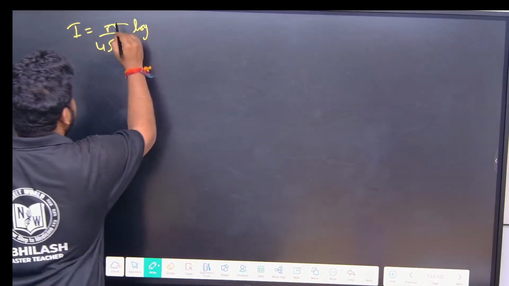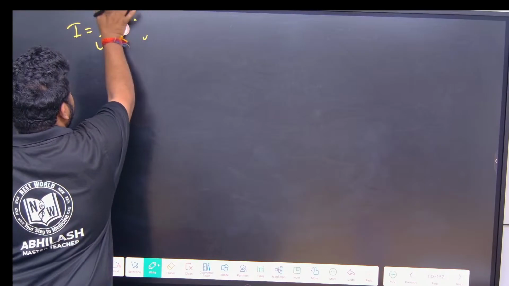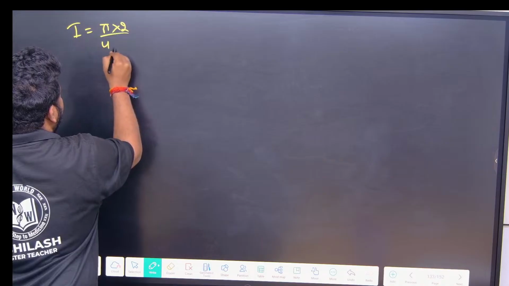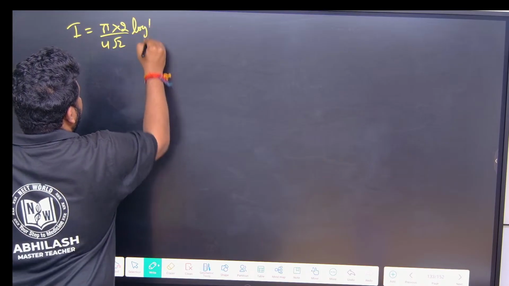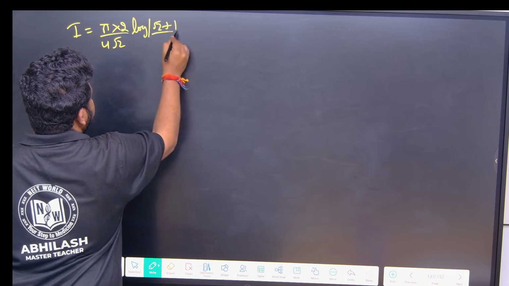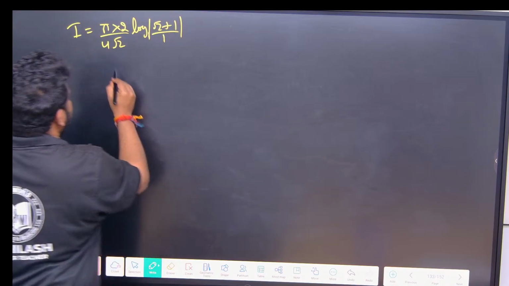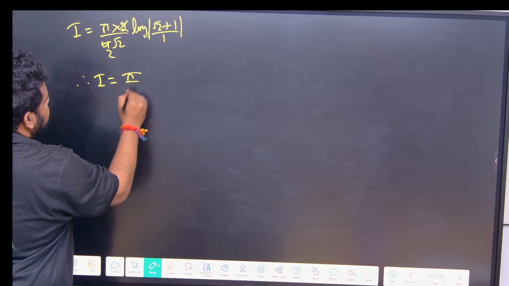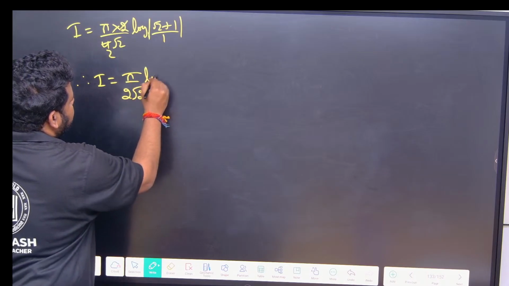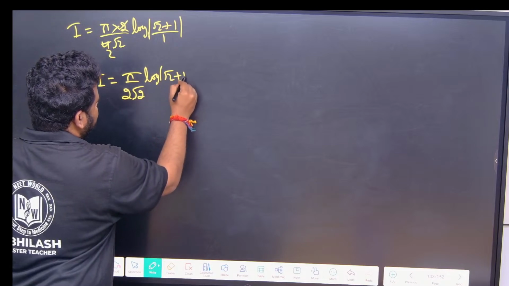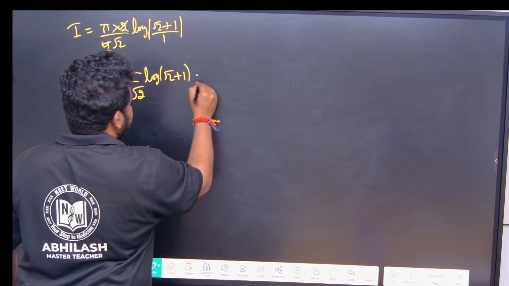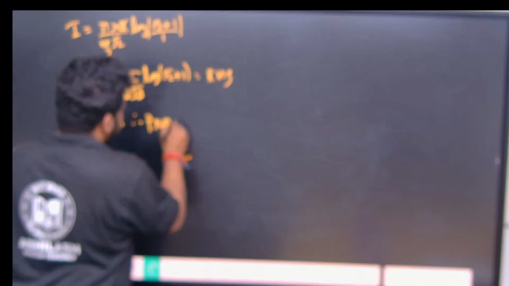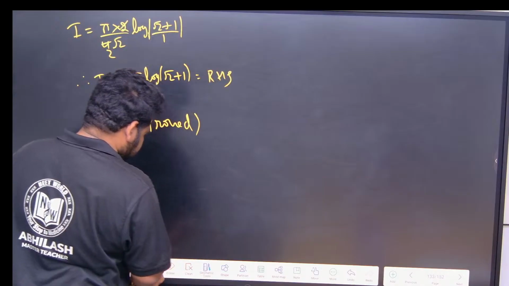If I bring this 2 here, the root 2 plus 1 whole square, so I will be having pi into 2 divided by 4 root 2 into log of root 2 plus 1, since root 2 minus 1 is 1 itself. So 2 ones are 2, 2 twos are 4, therefore I is equal to pi by 2 root 2 into log of root 2 plus 1. So this is what we wanted, that is equal to RHS, therefore proved. This is the final answer.